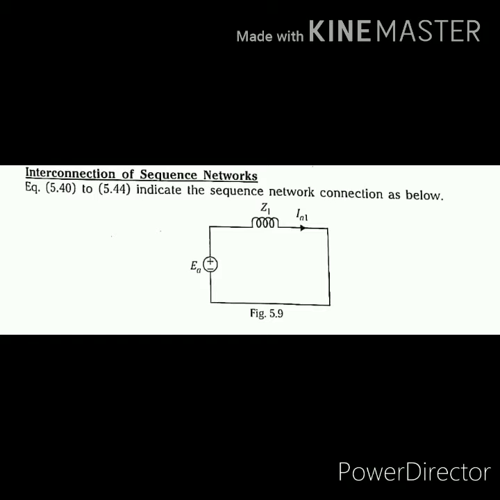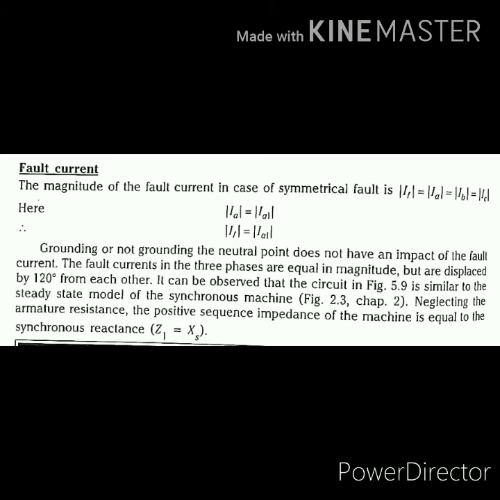Here you can observe one thing, that we are showing only the positive sequence component. As you can see, there is only an EMF source and reactance. We are not considering the negative and zero sequence components, as IA2 and IA0 are 0. Okay. So fault current, anyways, here the neutral does not affect it, like if it is not grounded, it does not have an impact on the fault current.